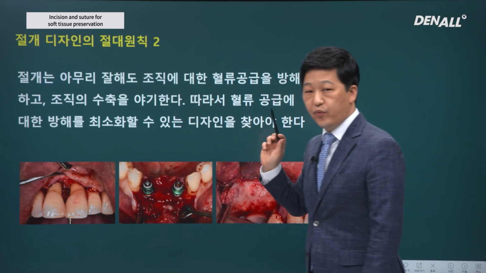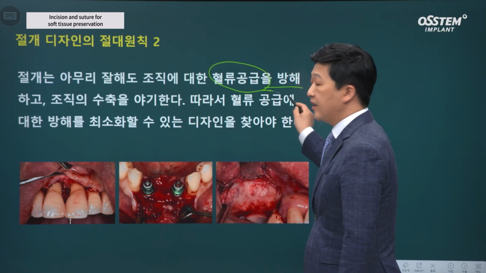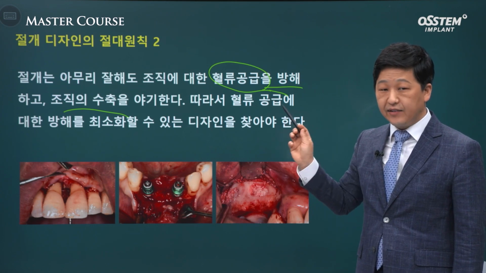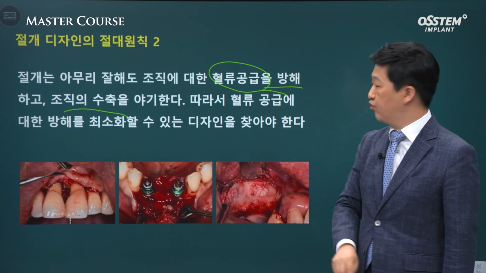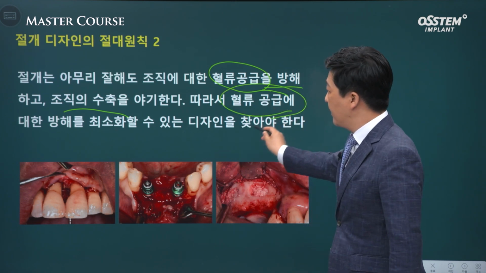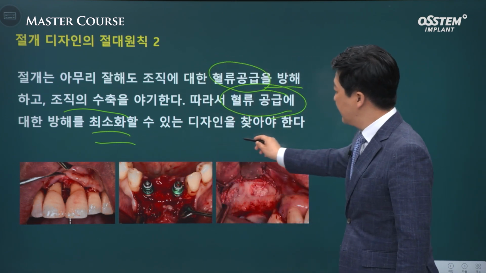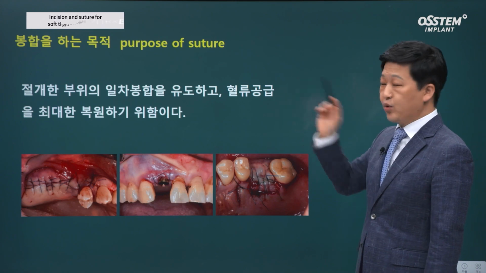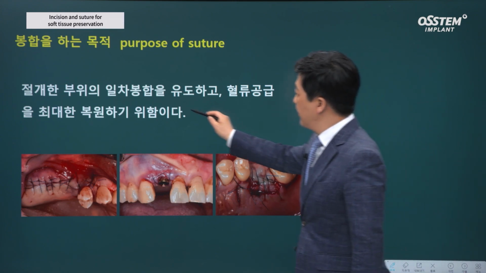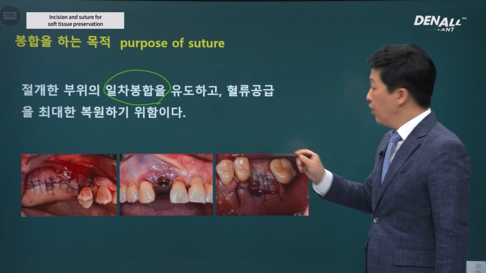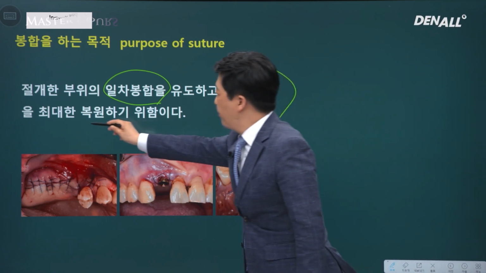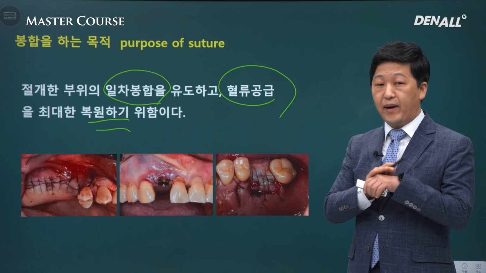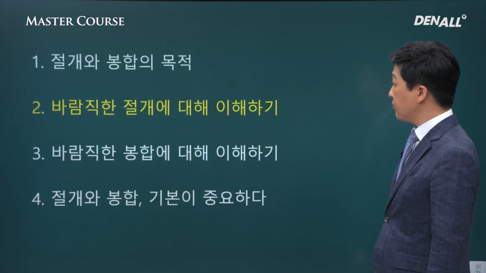No matter how well done, incision interrupts the blood supply of tissue and it causes shrinkage of such tissue. The absolute principle in designing incision is to minimize interruption in blood supply. That is the design we need to look for in a creative manner. The purpose of suture is to get primary closure and to restore blood flow as much as possible. Incision and suture always go hand in hand, like needle and thread.